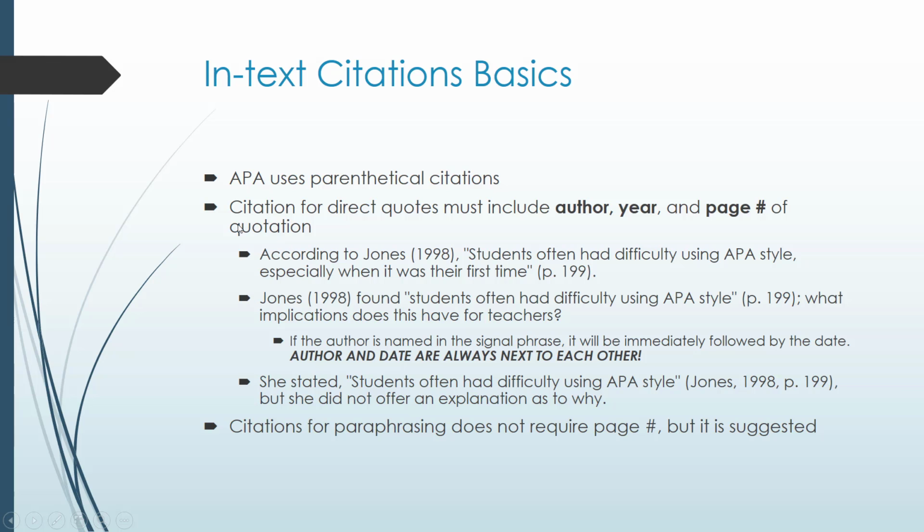In-text citations for direct quotes have to include three things. They have to have the author, the year, and the page numbers that the quotation came from. If it's all on one page, you just need one page number. If it's crossing multiple pages, you give that page range. So some examples of this one, according to Jones, 1998, students often had difficulty using APA style, especially when it was the first time, parentheses, page 199.